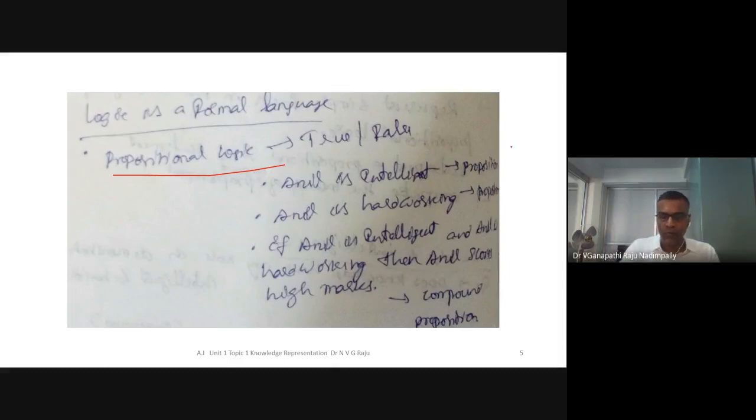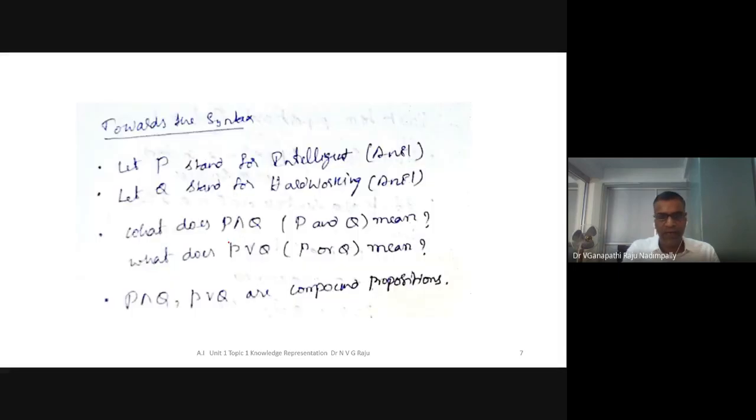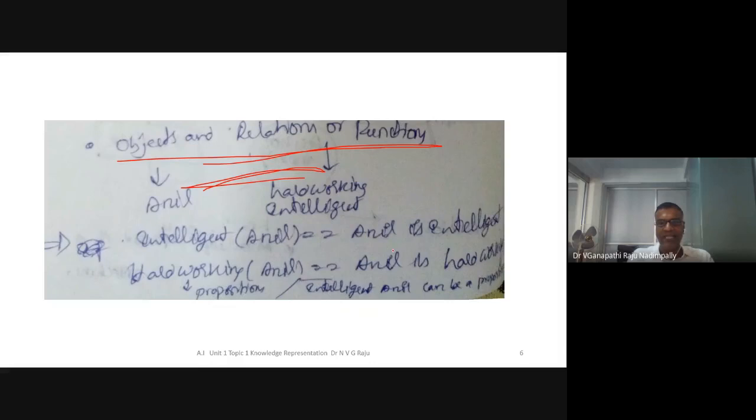Now just now we discussed that every sentence will be represented in the form of a proposition. Every proposition is going to return true or false. Till that we have discussed it. For example, look here. Anil is hardworking. Now observe carefully. Earlier we discussed in the form of sentences: Anil is intelligent, Anil is hardworking.